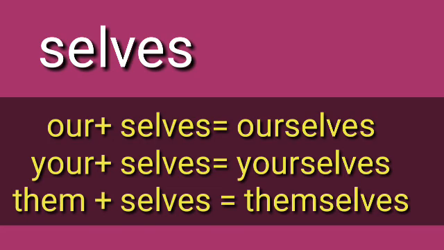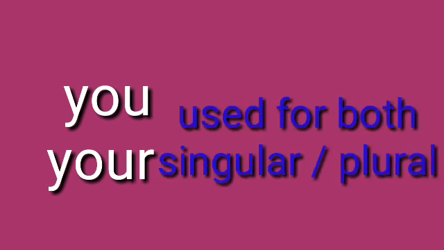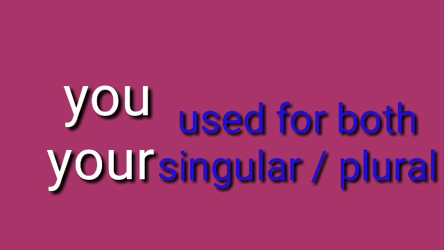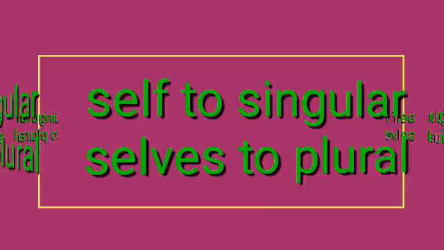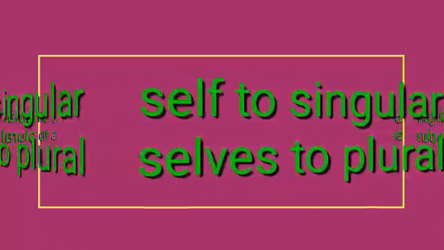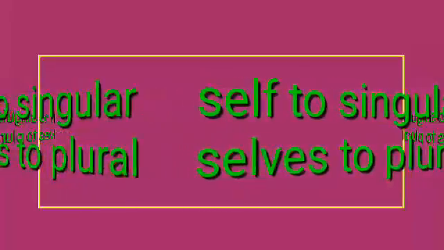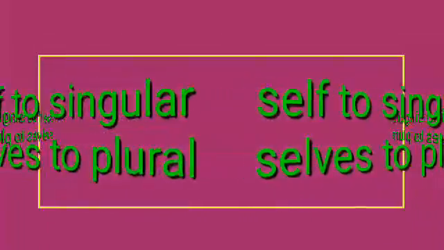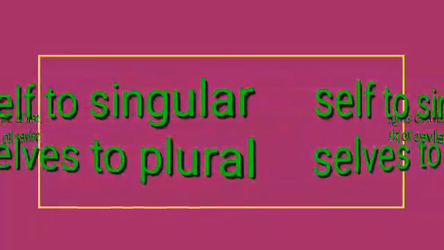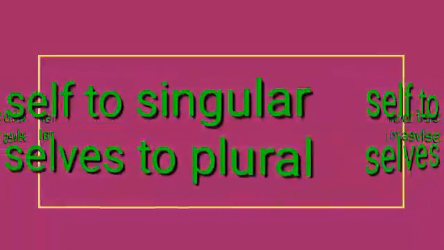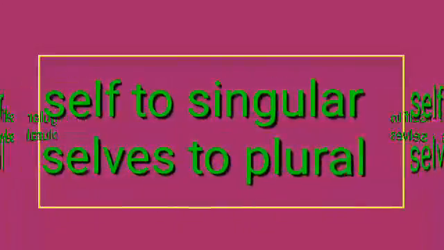See students, yourself and yourselves. Actually, for singular and plural, we use you and your. We use you and your for both singular and plural. That means to make compound personal pronouns, we add self at the end of singular personal pronouns and selves to plural personal pronouns. Examples I have already shown you. Once again, I will show you some examples on the screen.